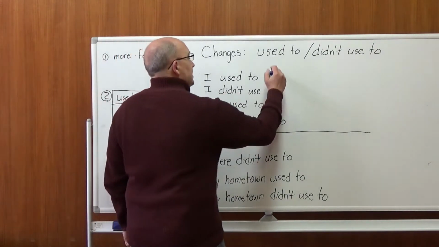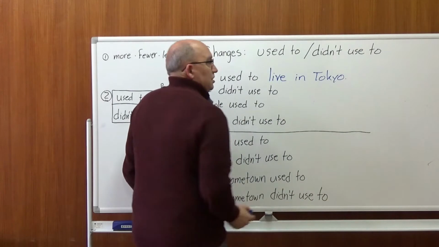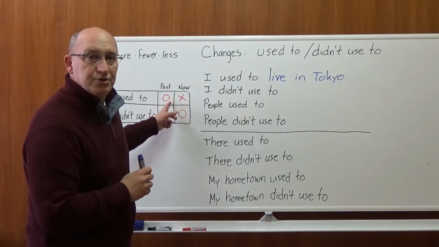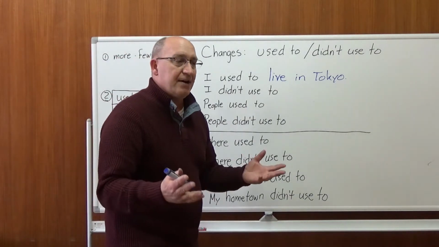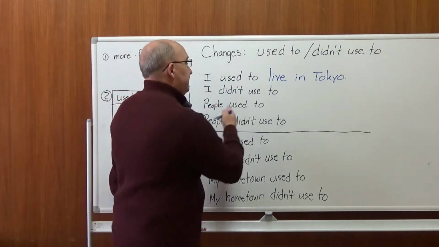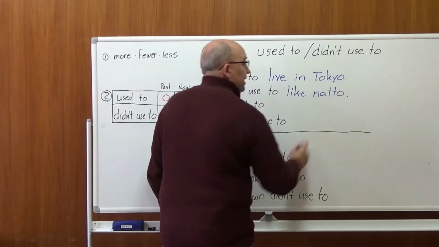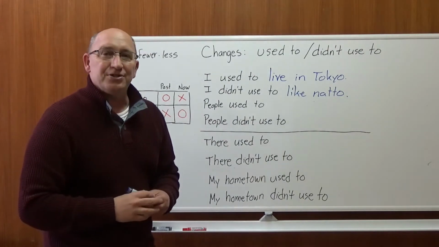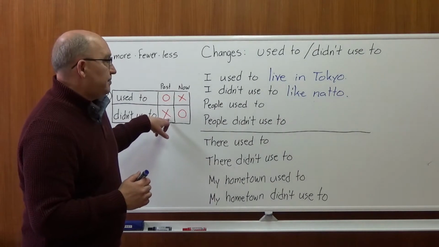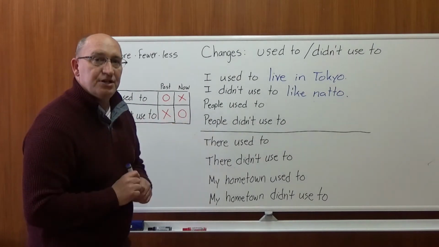Using the idea I used to, for example, you might have an idea, I used to live in Tokyo. In the past, that was true. Now, no. Maybe now I live in Yamanakako. Or, for example, in my case, I didn't used to like natto. So in the past, I did not like it. But now, I do.